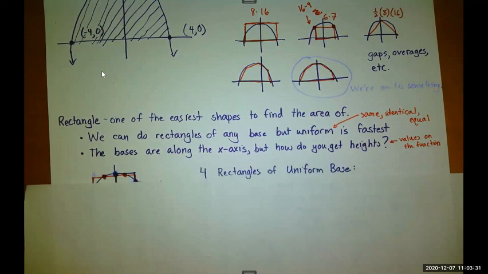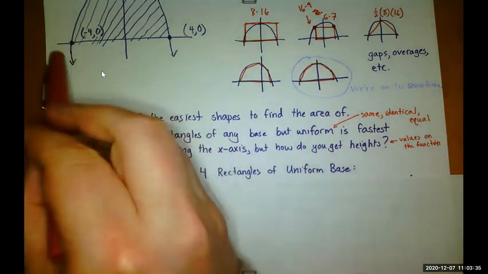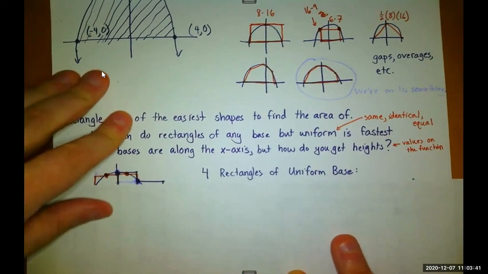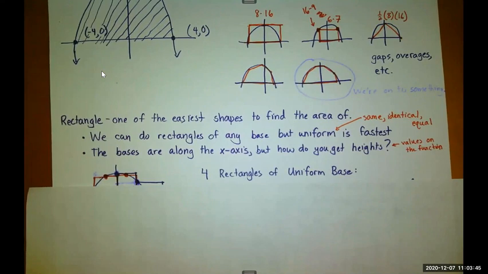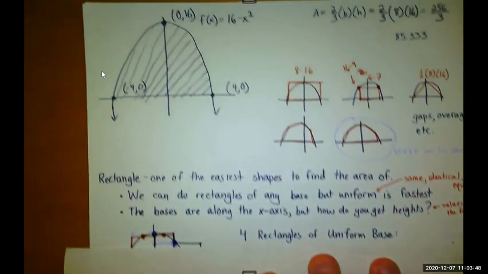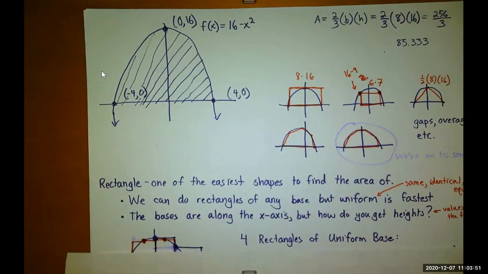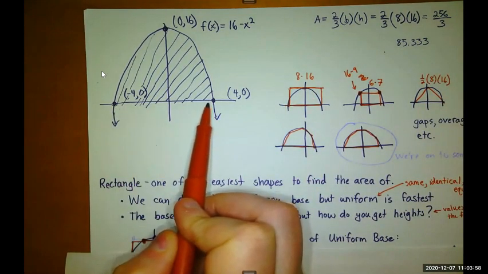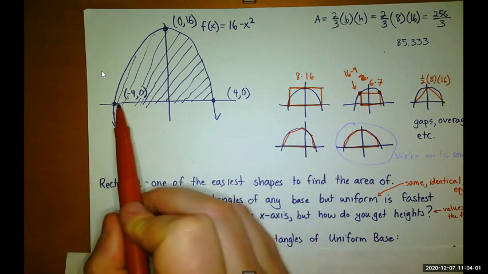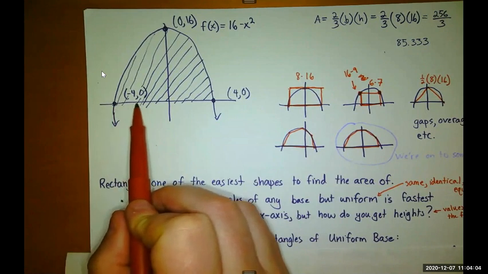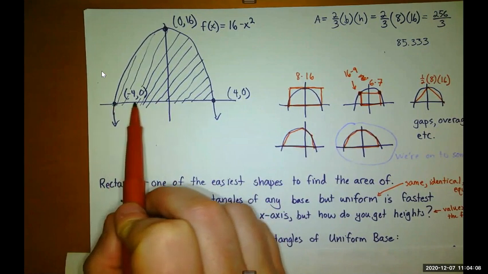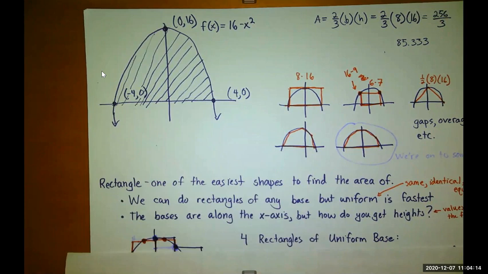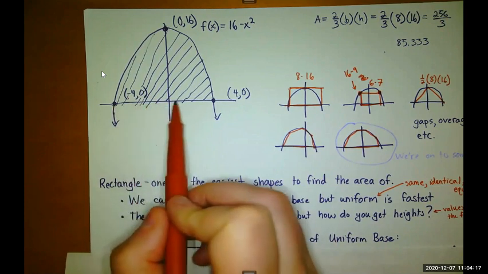But more on that later. So what I want you to think about, and we're going to be redrawing that original picture several times, is four rectangles of uniform base. So what's going to happen here if you look at this picture, if we do four rectangles of uniform base? So uniform or equal means I'm going from here to here, so eight total units, and I need to do four rectangles. So in order to fit that in, each one of these is going to be two, right? It's going to go from -4 to -2, that's one. -2 to 0, that's 2. 0 to 2, that's 3. 2 to 4, that's 4. So each of these has the same base of 2 units.